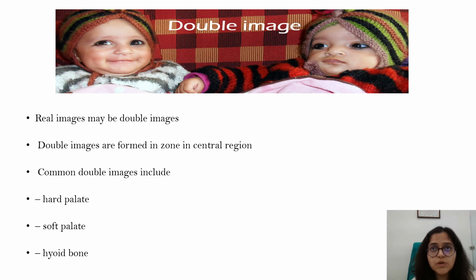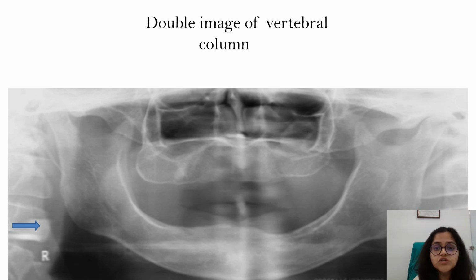Then there is the double image. It is a real image, which may be a double image. Double images are formed in the central region. Common double images include hard palate, soft palate, and hyoid bone. Double image of the vertebral column. As you can appreciate in this OPG, there is right and left, which has been marked with the blue arrow.